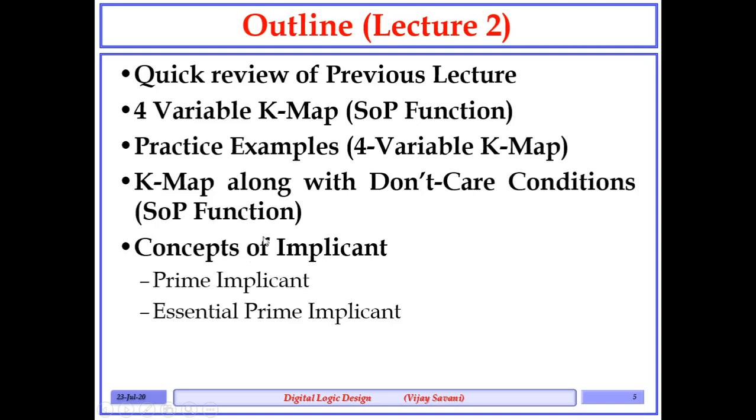Now we'll try to correlate these terms with the 4 variable K-map, and we'll explore the concept of prime implicant and essential prime implicant, and I'll give you a few examples to solve, to get the answer about finding out and figuring out the prime implicant and essential prime implicant from the K-map.